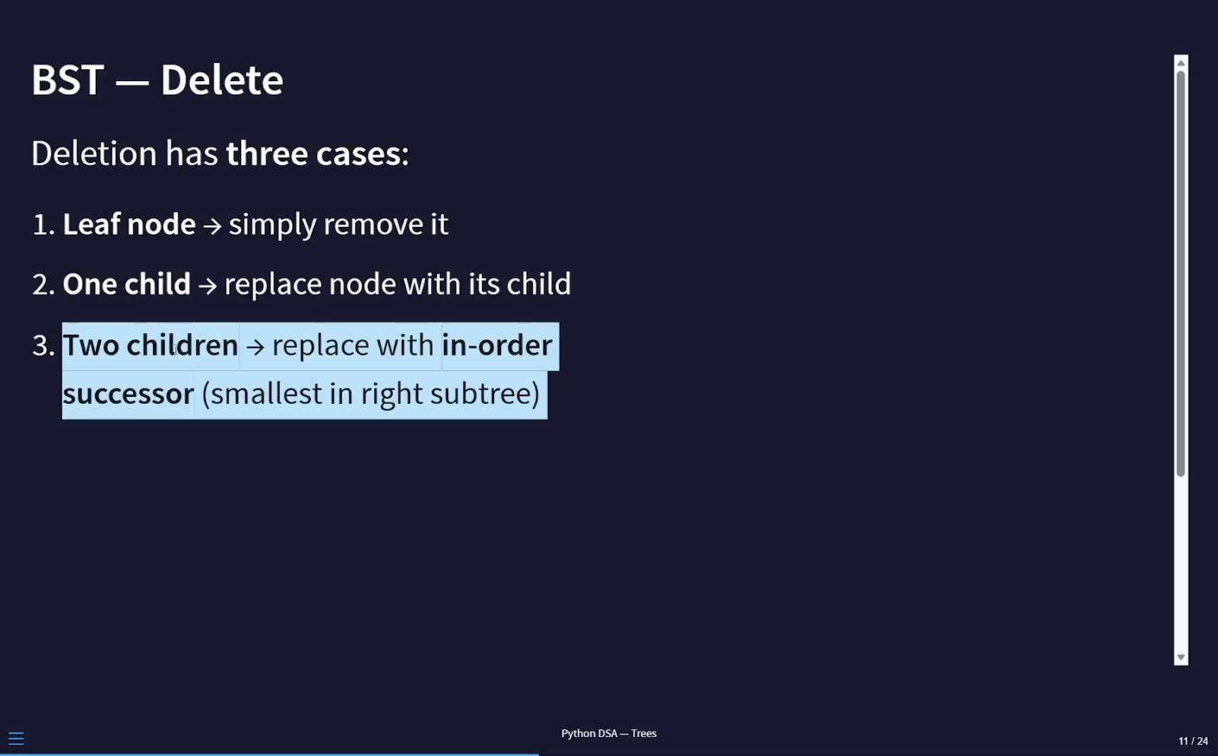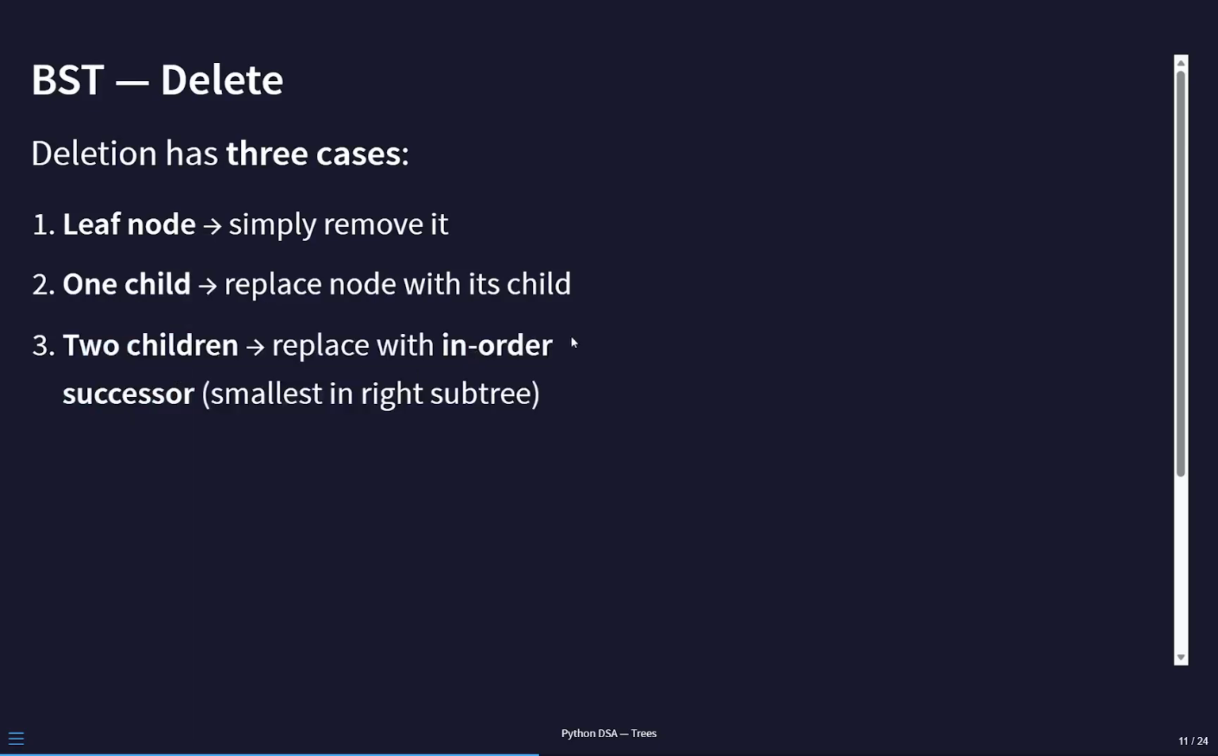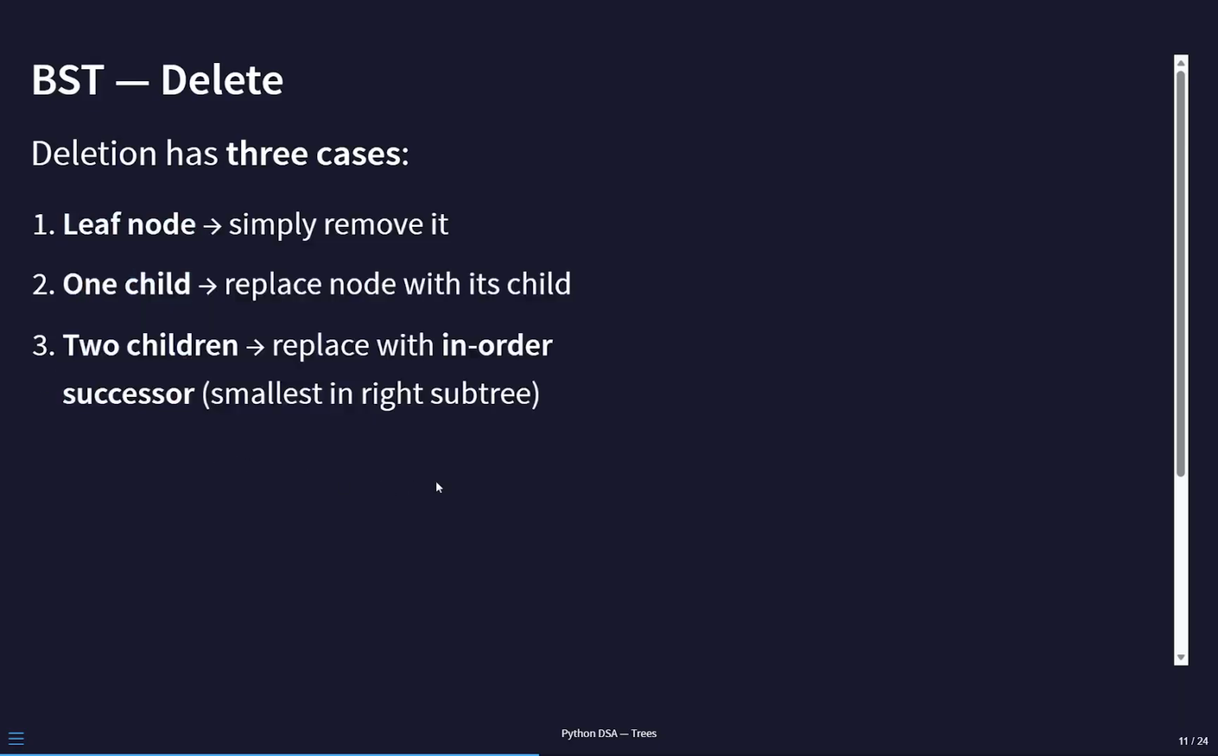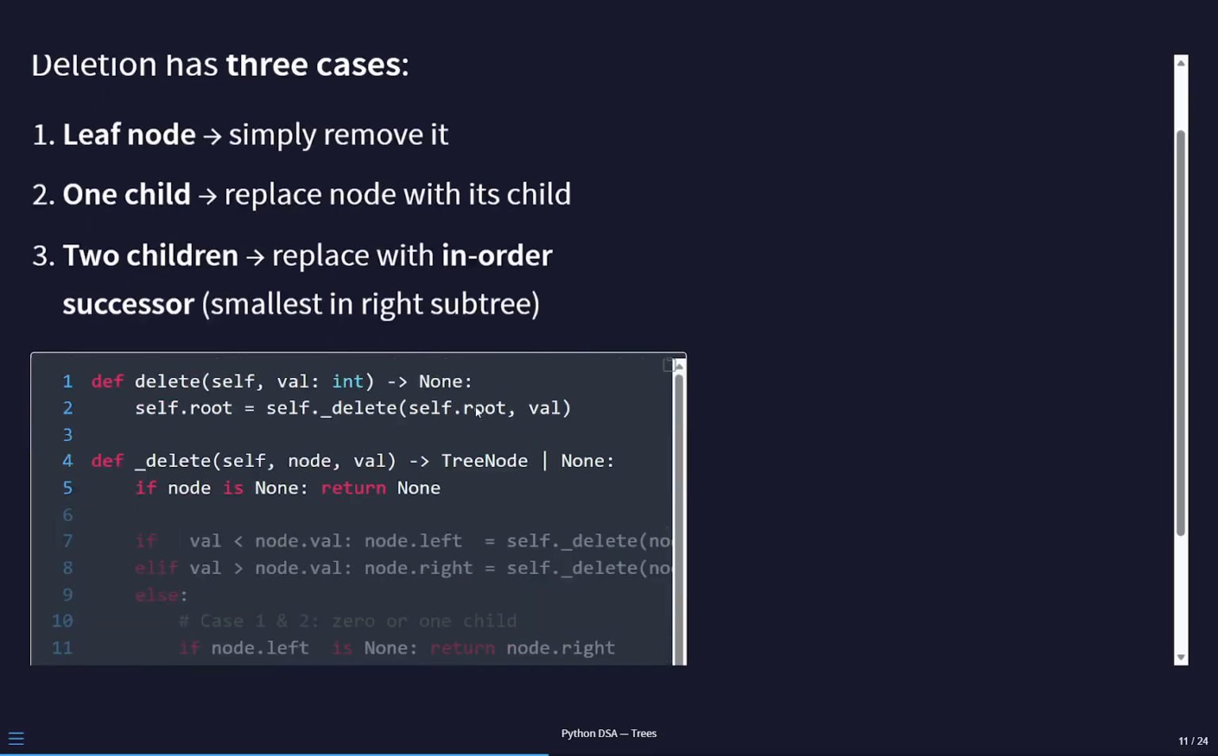Case 3, two children. This is the interesting case. We can't just remove the node because it holds two subtrees together. The standard solution: find the in-order successor, the smallest value in the right subtree. Copy that value into the current node, then delete the successor from the right subtree. The successor is always either a leaf or has only a right child, so its own deletion falls into case 1 or 2.